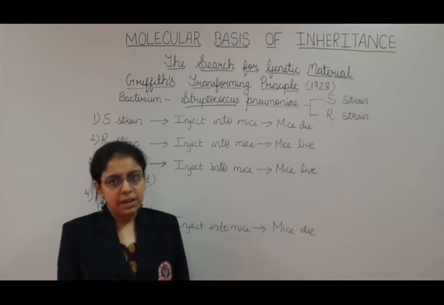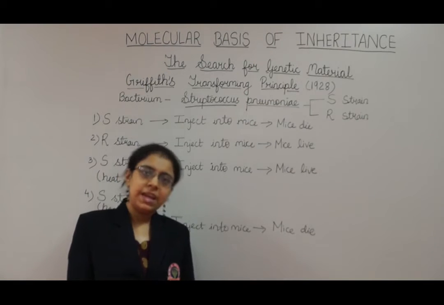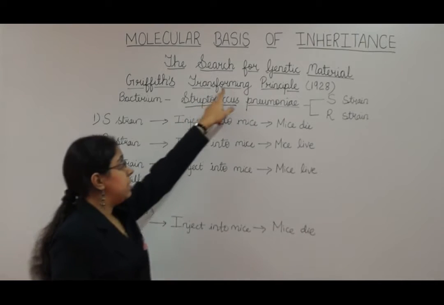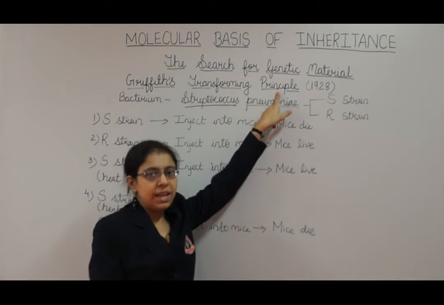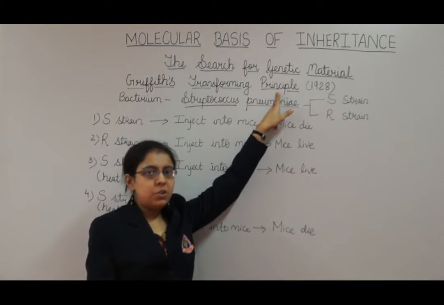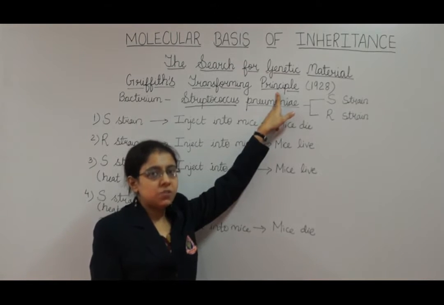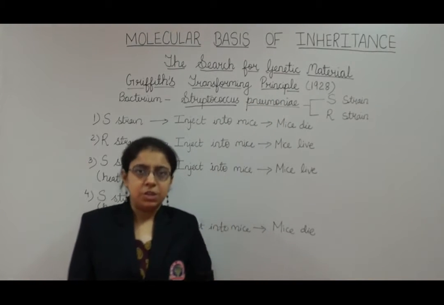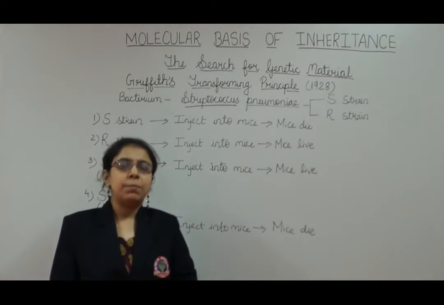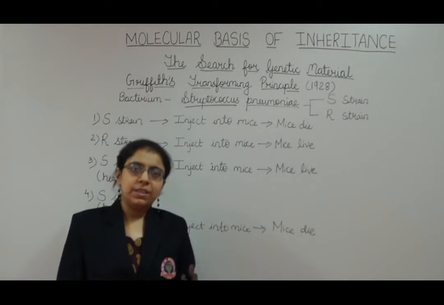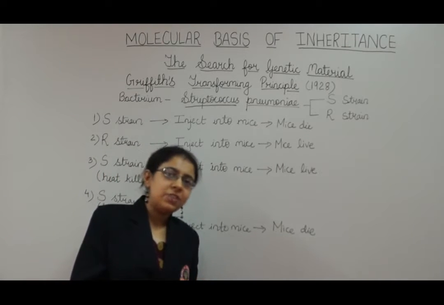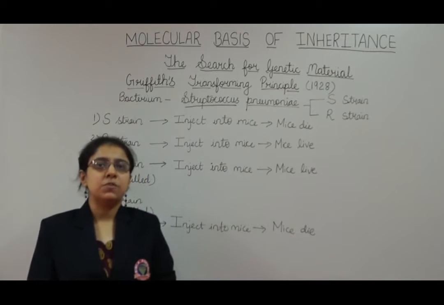This particular material which was transferred from the S strain to the R strain was named the transforming principle. So the transforming principle is that material which was transferred from S strain to the R strain and brought about the transformation. What is transformation? Transformation means the genetic alteration of the cell due to uptake of a genetic material. So with this experiment, he could show that something was transferred from S strain to the R strain, which was capable of bringing about transformation.